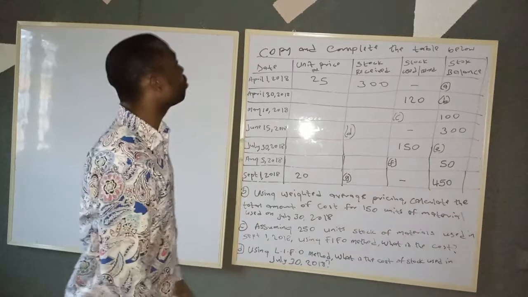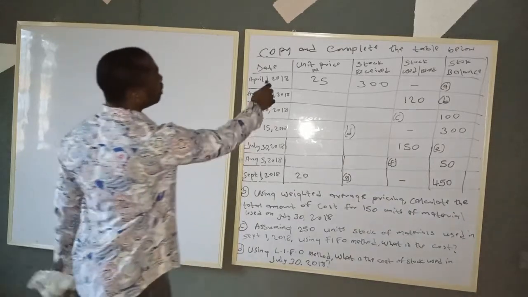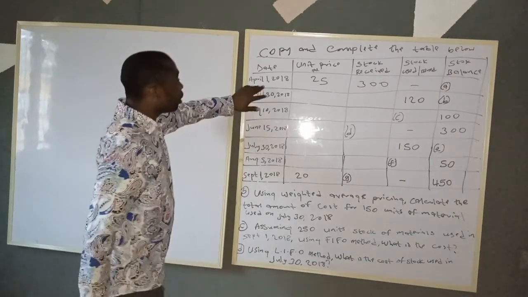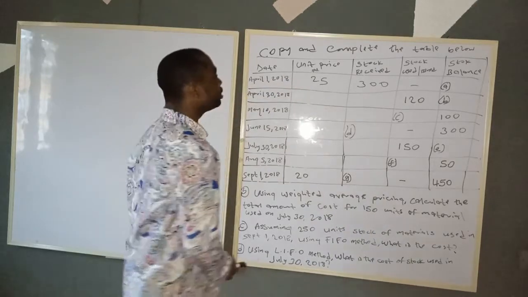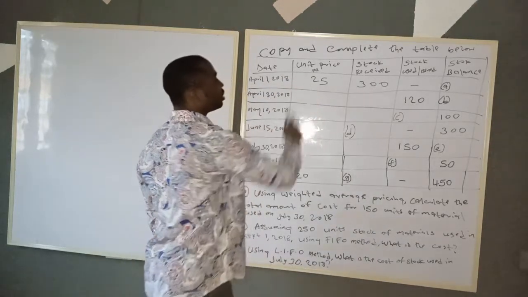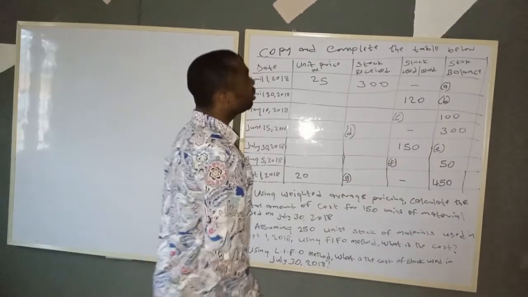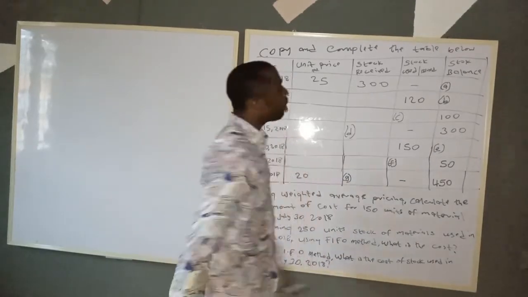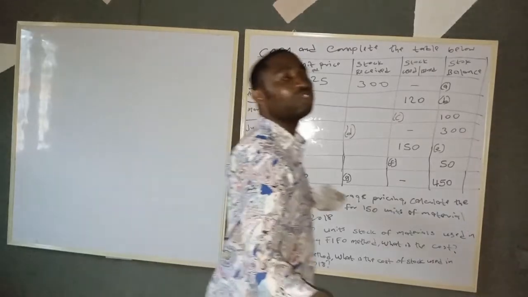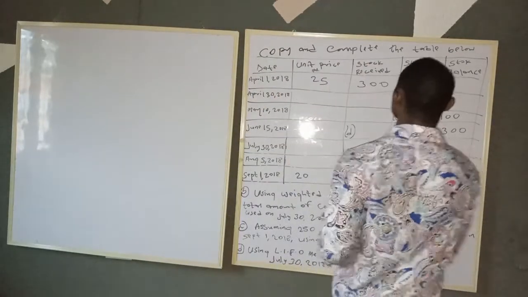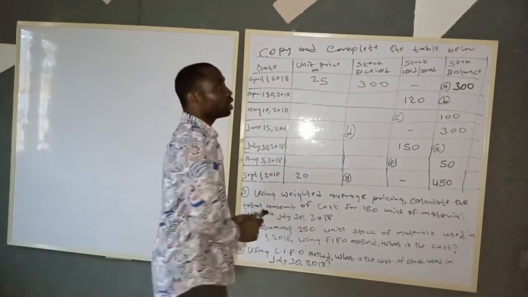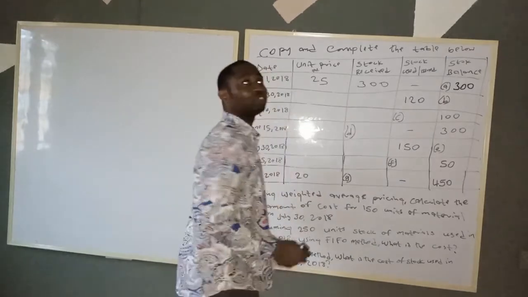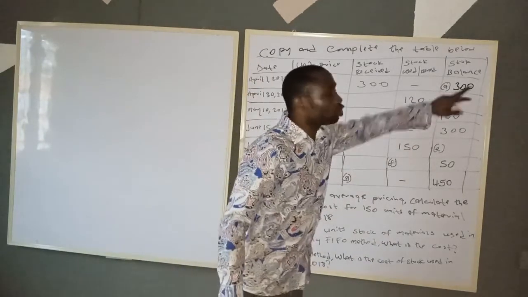On this particular one, they give us the date, that is April 1st, 2018, and the unit price. They received stock of 300 at a unit price of 300, and they did not use everything. So how many are we going to have in stock? Since they did not use anything, that means we are going to have 300 stock as our balance. So this is the solution to question A. Our question A is, what is the stock balance?